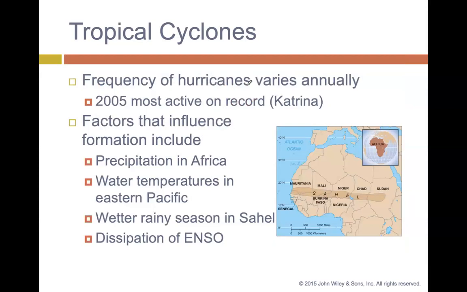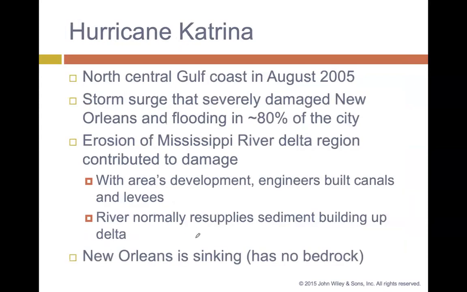The frequency of hurricanes varies annually. 2005 had the most active record, with Hurricane Katrina. Other factors that influence the formation include precipitation in Africa, water temperatures in the Eastern Pacific, the wet rainy season and the Sahel Desert in Africa, as you can see there, and dissipation of the El Nino effect.